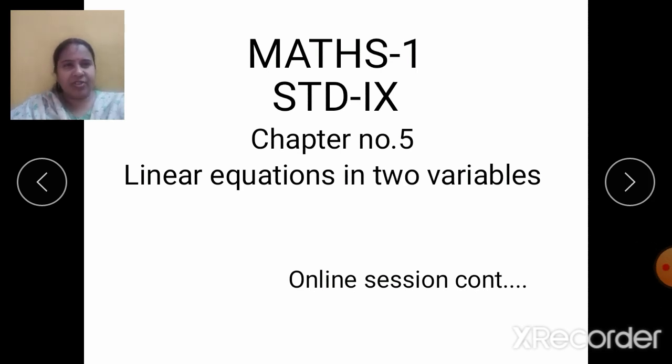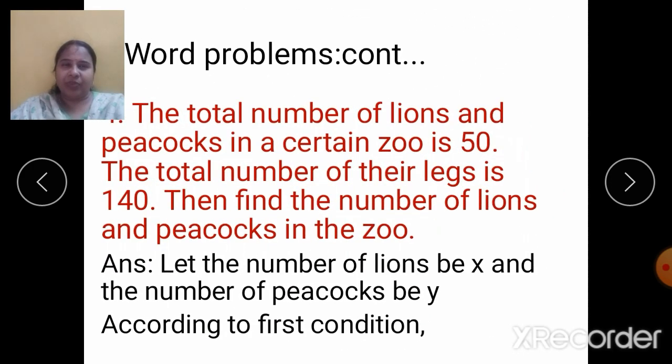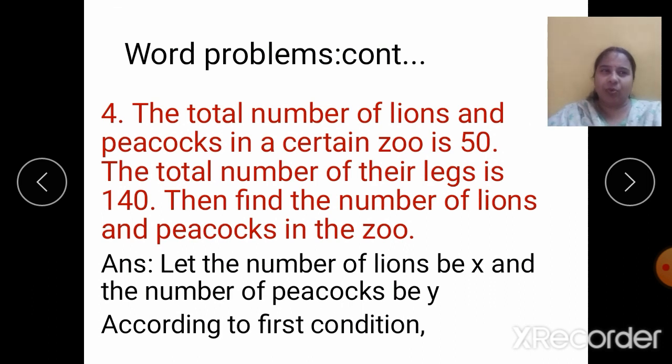In the previous session, I started with linear equation in two variables, that is chapter number 5. I have finished the first three sums of practice set 5.2, the word problems. In this session, I am going to continue further with 5.2, that is question number 4. Now let's see the question.